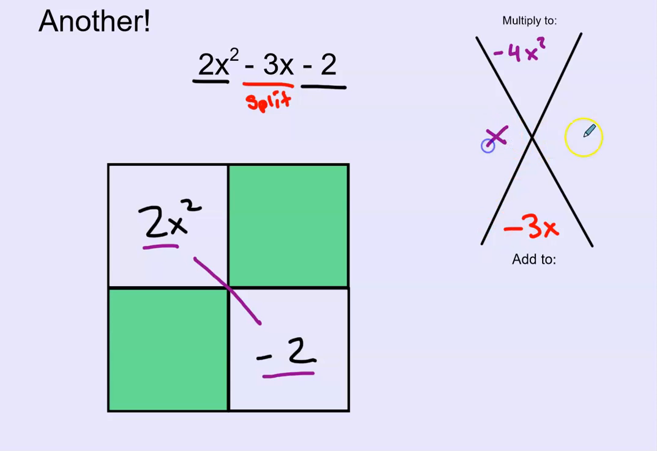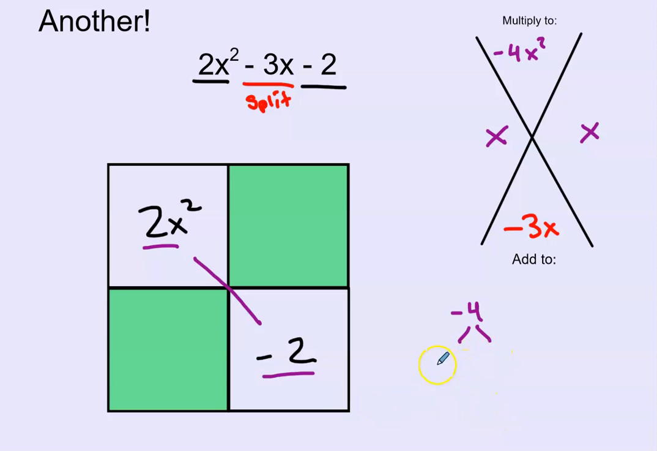It's going to be x and x for sure, because x times x gives you that x squared, and x plus x gives you 2x's. So now you only have to deal with the numbers. What multiplies to negative 4 but adds to negative 3? Here's where sometimes it just takes a while. What multiplies to negative 4 but adds to negative 3?